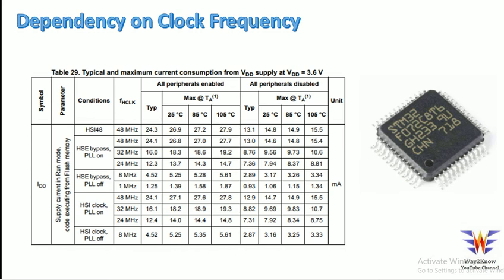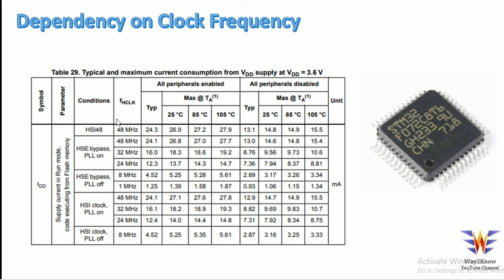Now from the same STM32 datasheet, if you want to go into further details and determine how to proceed with the calculations, look at this dependency on the clock frequency: 8 megahertz, 24 megahertz, 32 megahertz. You can see here the amount of current: when the clock is operated at lower frequency, the current is 4.52 milliamps when all the peripherals are enabled. So this is a typical current consumption, and at other frequencies it varies a little.